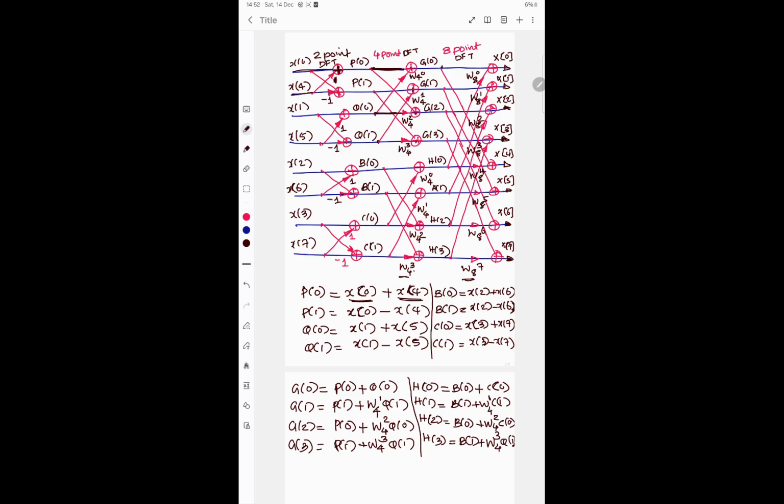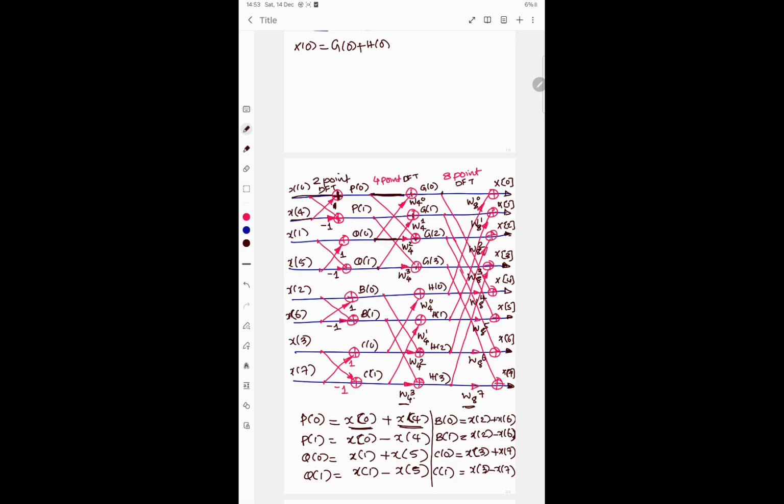In a similar manner, we can find out the values of H0, H1, H2 and H3. So we have these coefficients W4 1, W4 2 and W4 to the power 3. And the last step is we have to find out the final values, which are X0, X1, X2, X3. These are the final outputs.